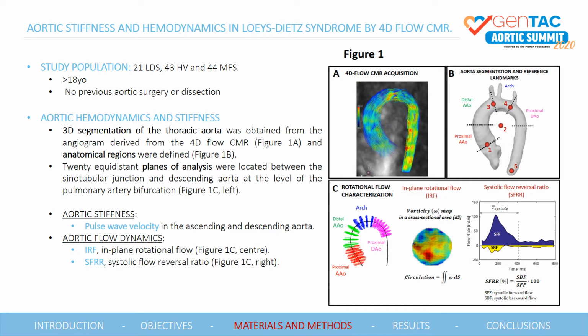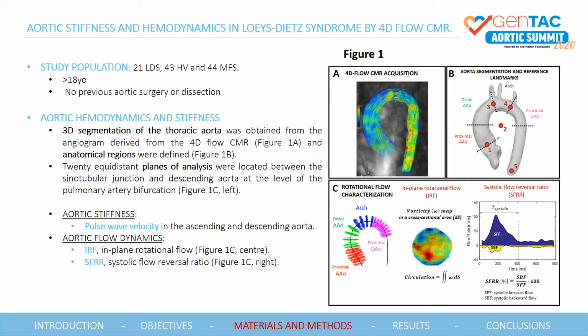For this, we included 21 Loeys-Dietz patients, 43 healthy volunteers and 44 Marfan patients. A 4Dflow MRI study was acquired and aortic hemodynamics and stiffness were studied. First, a 3D segmentation of the thoracic aorta was obtained from the angiogram and anatomical regions were defined, as you can see in figure 1b.